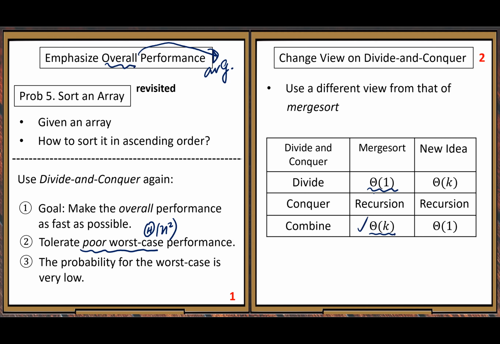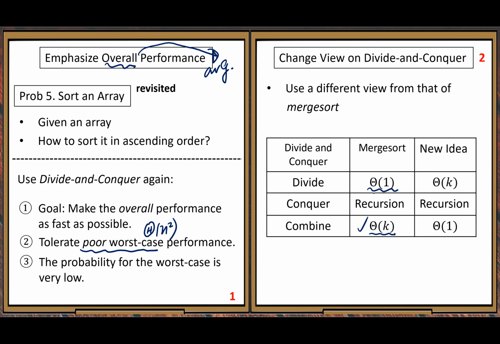But for the new idea, the new algorithm, we want to change this pattern. We want to spend more time on the divide step. So here, you make your decision to distribute your work. Where do you want to distribute your work? For this new one, we want to distribute our work mainly at the divide step.